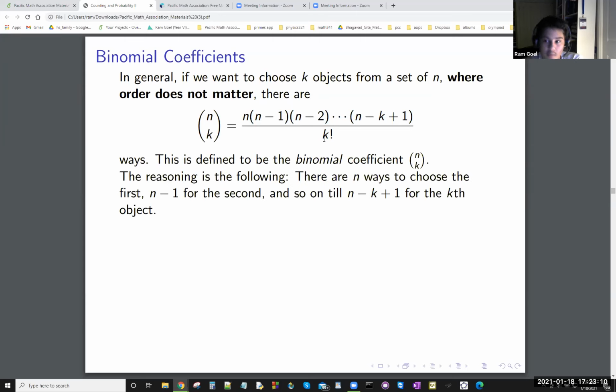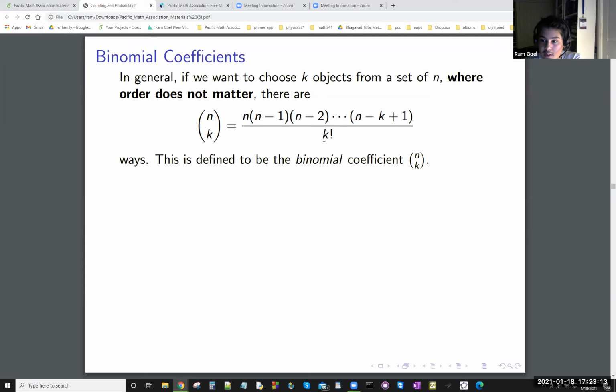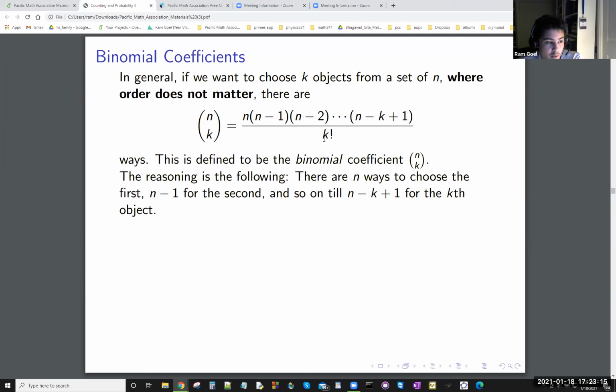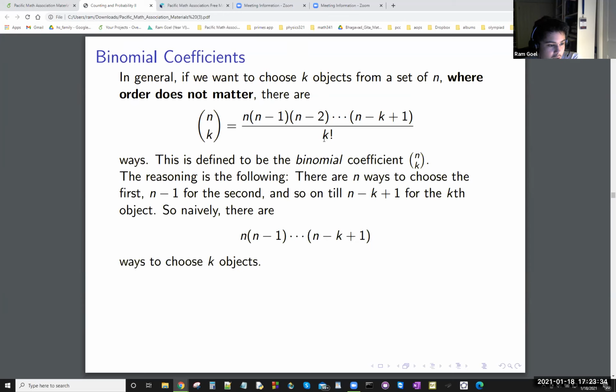The reasoning, I'm just going to explain it one more time for self-containedness. There are n ways to choose the first number. Remember, we want to choose k numbers. n minus 1 for the second, n minus 2 for the third, and so on, all the way till n minus k plus 1 for the kth object. The reason is that n, n minus 1, n minus 2, all the way till n minus k plus 1 is k numbers. Then we multiply these together because these are all valid possibilities which branch off of each other.